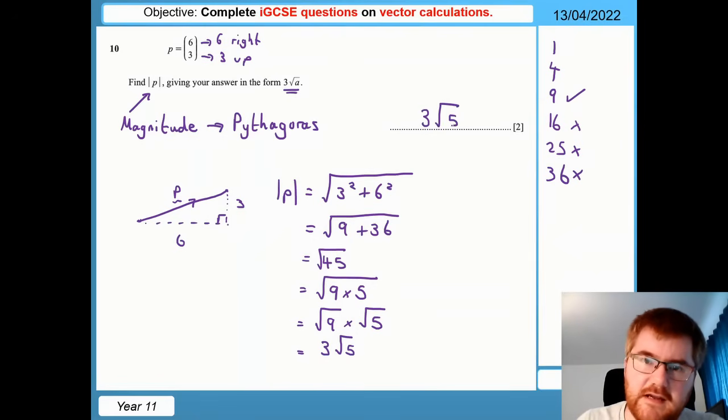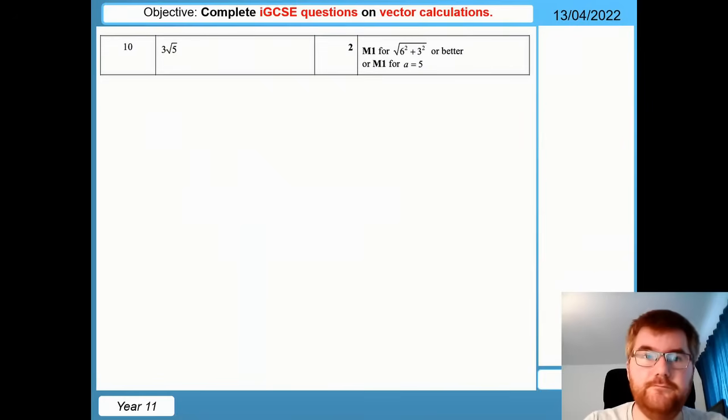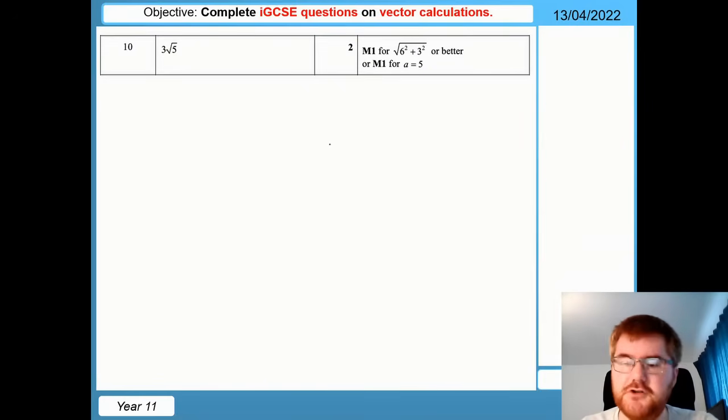So 3 root 5 is what we're looking for. This comes up more often than you think, particularly in short answer questions, where they give you a vector and you have to work out the magnitude. Right, there's the answer for you, and let's move on to our next question.